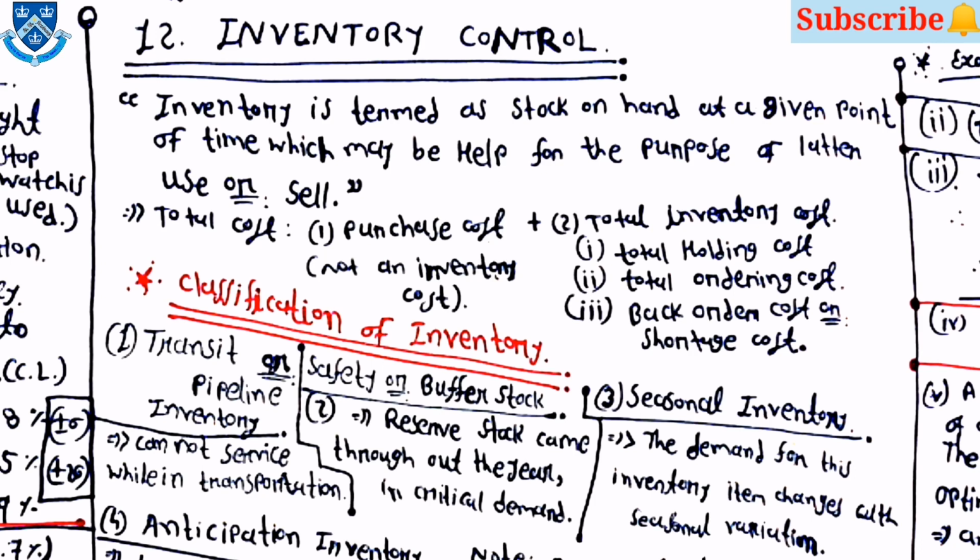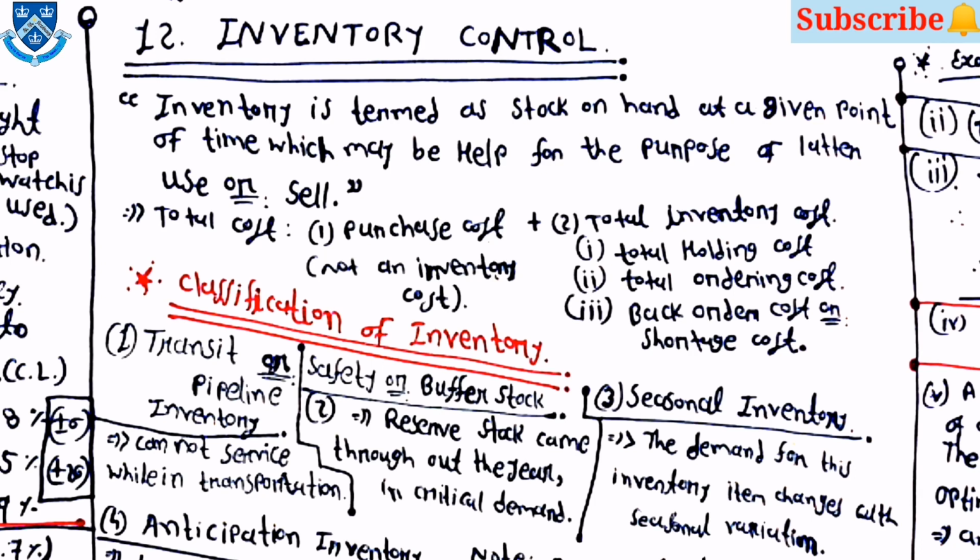In the inventory cost, there are three costs. First one is total holding cost, then total ordering cost, and the third one is backorder cost or shortage cost. Then, after that, the classification of inventory: four types are there. First one is transit or pipeline inventory, which cannot be serviced while in transportation. Then the second one is safety or buffer stock, which is reserved stock kept throughout the year and for critical demand.